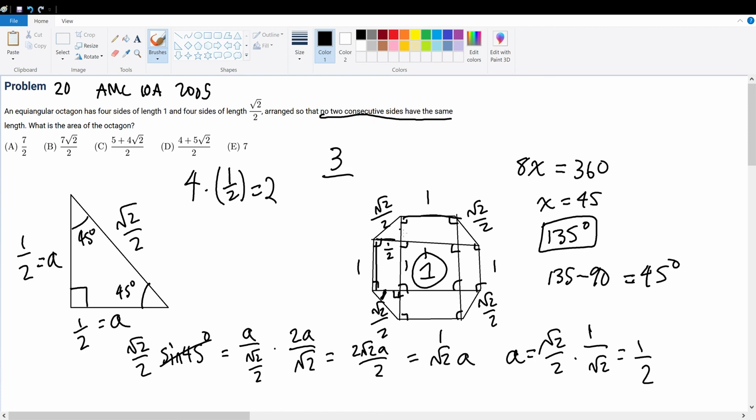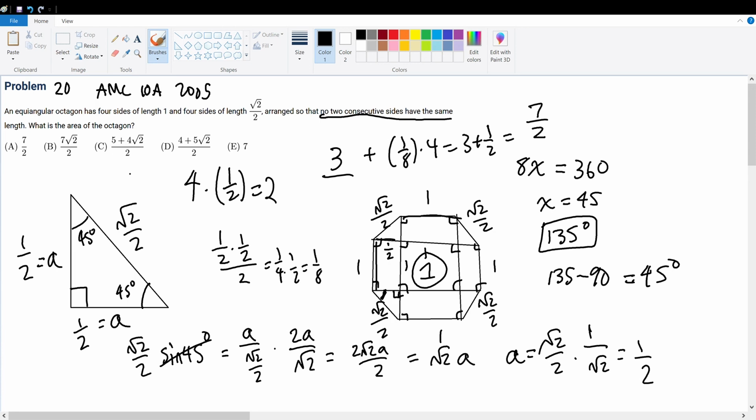So now we must add the areas of the 4 remaining triangles. And we know the area of a triangle is equal to base times height divided by 2. With the base being a half and the height being a half, the area is 1/2 times 1/2 times 1/2, which is 1/8. Since we have 4 of them, we multiply 1/8 by 4 to get a half, so 3 plus a half. Simplify this and you get 7 over 2, finding our answer to be answer choice A.